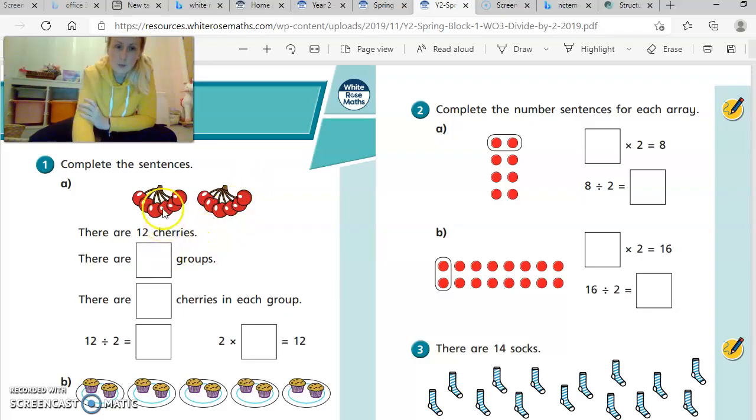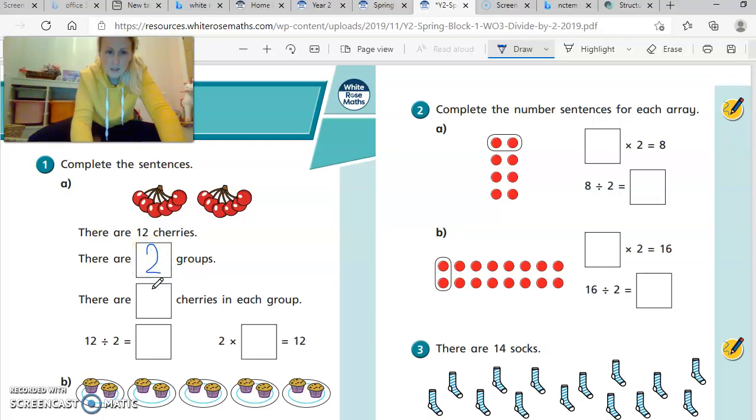How many groups are there? 1, 2. So we could put here 2 because we have got 2 groups, okay? So we've got 2 groups, and I just counted then there was 6 in each group.